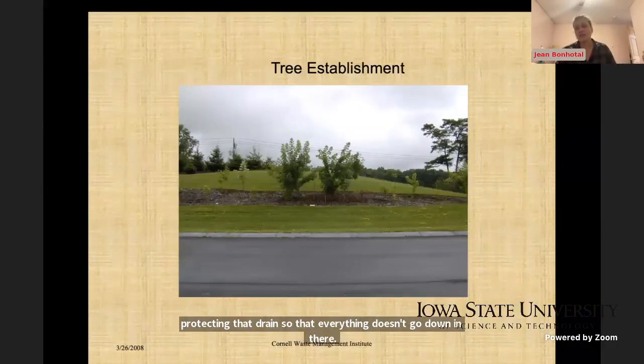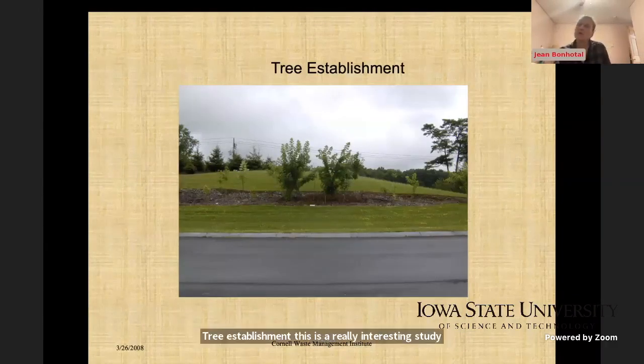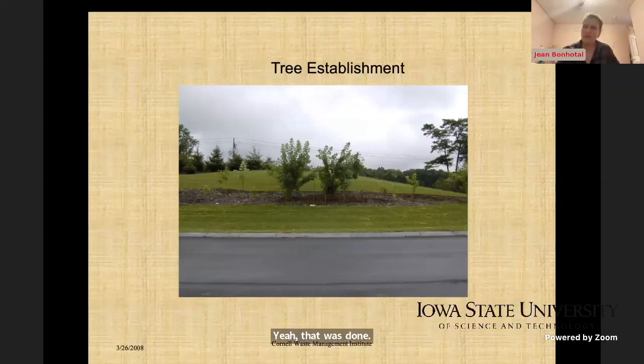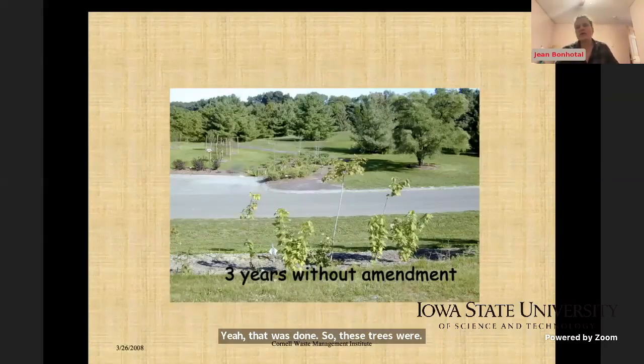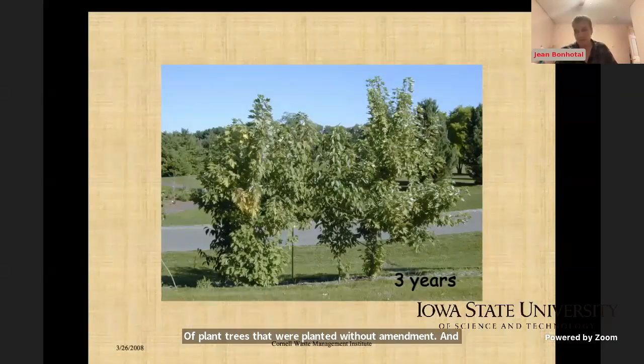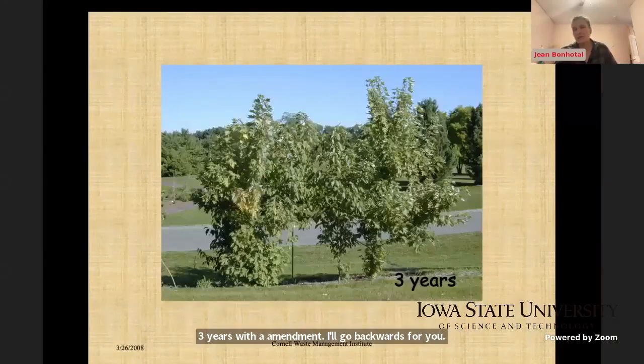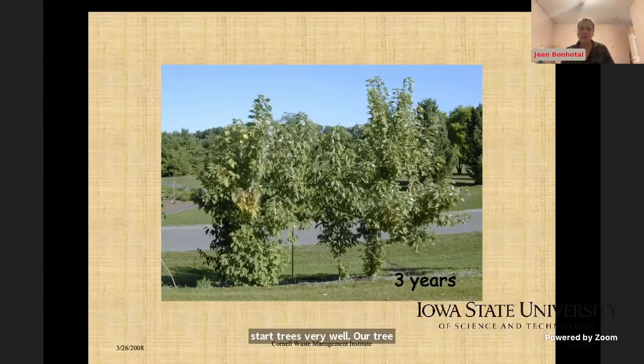Tree establishment. This is a really interesting study that was done. These trees were planted, 3 years of trees planted without amendment, and 3 years with amendment. I'll go backwards for you: without amendment and with amendment. So you can jumpstart trees very well. Our tree specialists do a 50-50 backfill with trees, and it really makes a robust tree stand.